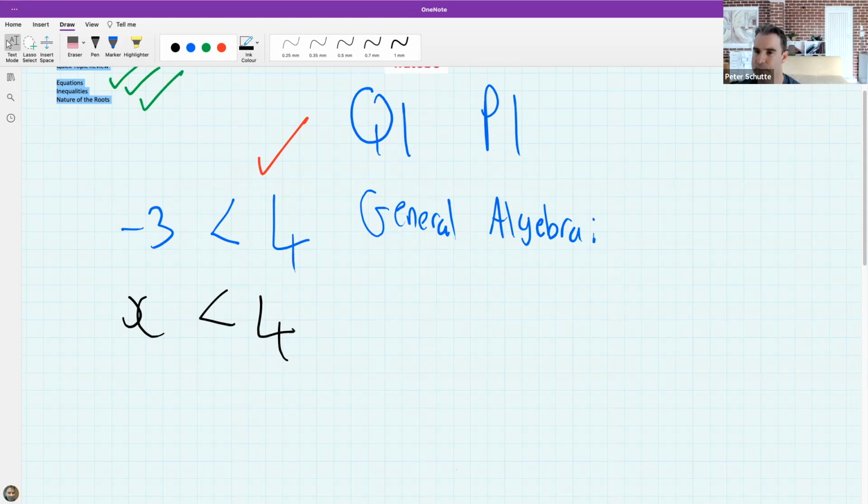Pop your hand up, come say hello. I promise I don't bite, especially not over the internet. Or you can pop it in the chat. Who can remember, whenever you have an answer which is an inequality, so say like x is less than 4, what do we normally illustrate that answer with?